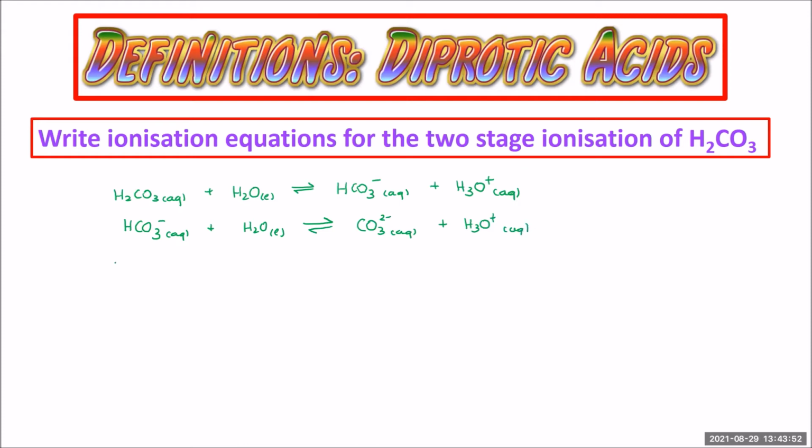So if we're going to look at the overall process that's occurred, the carbonic acid has reacted with 2 water molecules, and that has produced 2 hydronium ions and 1 carbonate ion. And we see here that the mole ratio between the acid and the hydronium ion is 1:2. Did you get that one? Well done.